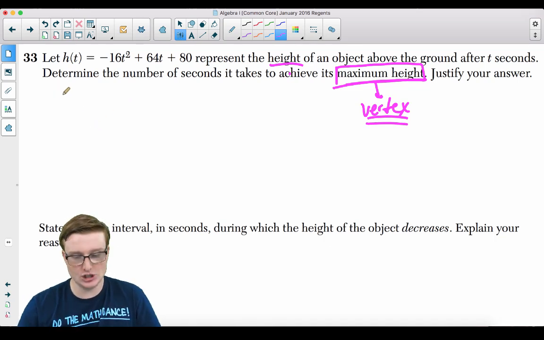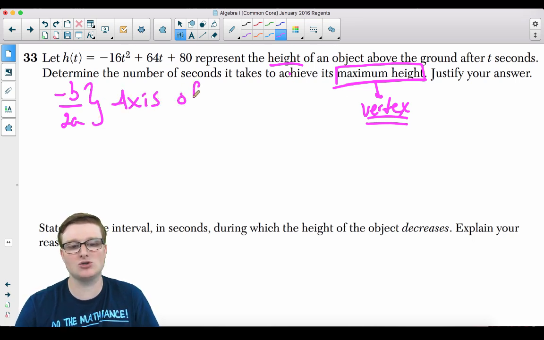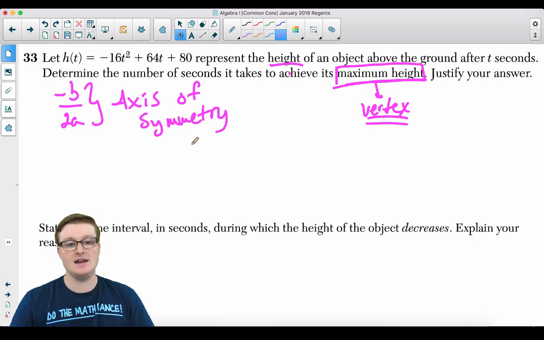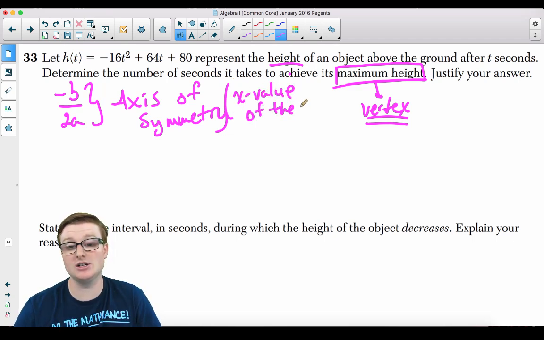We actually need to use the formula negative b over 2a. Well, what is this? Negative b over 2a represents the axis of symmetry. Know this formula. This is the axis of symmetry formula. Now, the axis of symmetry gives you the x value of the vertex, if you didn't know that.